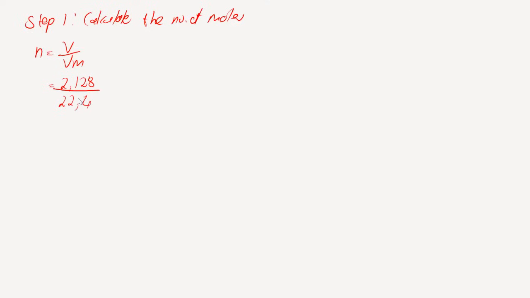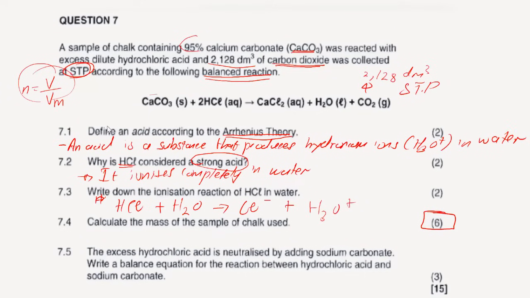Let's have our calculators close by. Punch that in your calculator: 2.128 divided by 22.4. This will give us a value of 0.095 mole, right? But then step number 2, let's go back and read the question. What are we looking for here? We are looking for the mass of sample of chalk used, right?